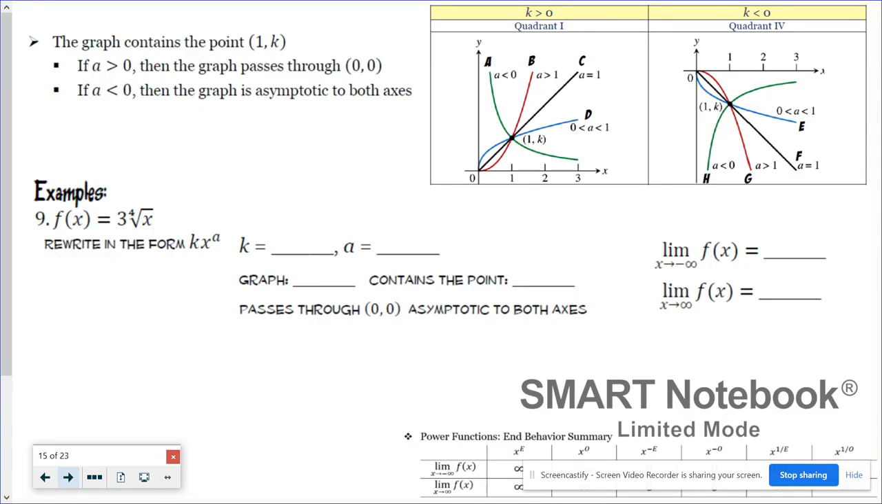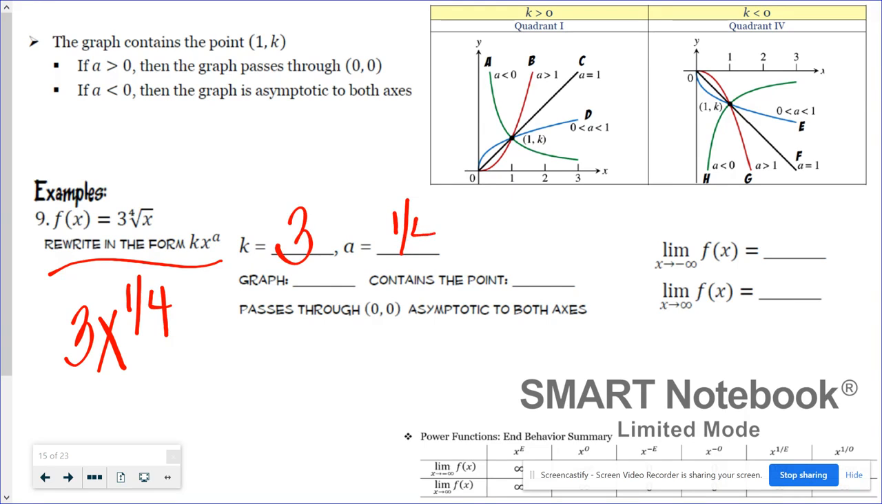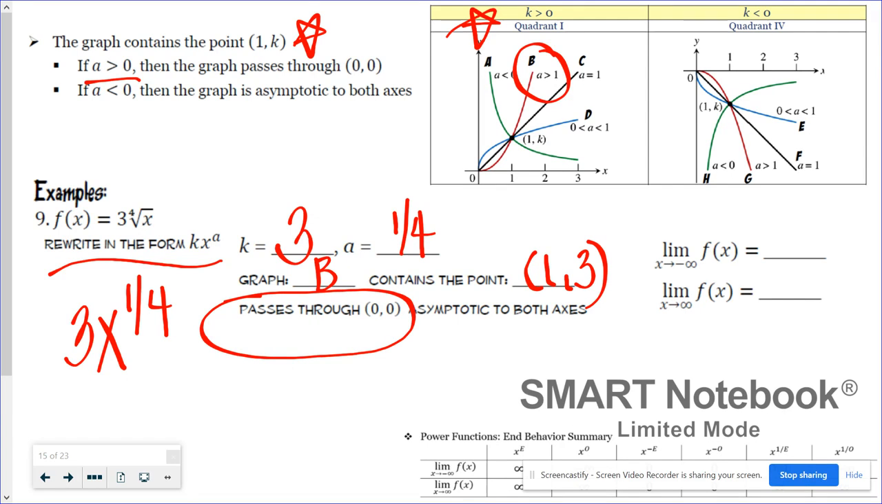All right, so in number 9, I first need to rewrite this power function. All right, and so I'm going to have 3x to the 1/4 power. The value of k is 3. The value of a is 1/4. Since k is positive, I'm in quadrant 1. And since it's 3, we're looking at curve B. All of these graphs contain the point 1 comma k, so we're looking at 1 comma 3. And when it comes to what else does it do, since a is 1/4, that's greater than 0, it's going to pass through 0, 0.